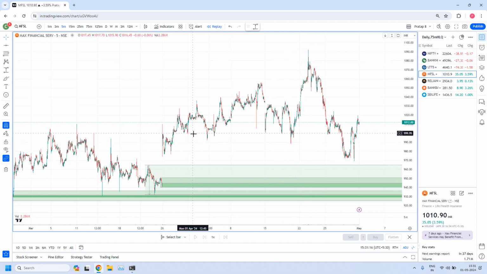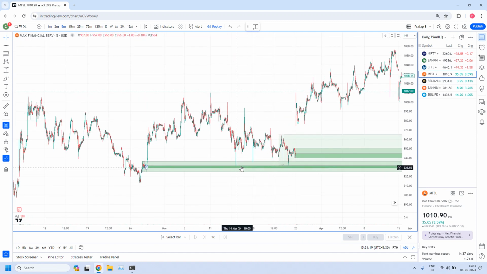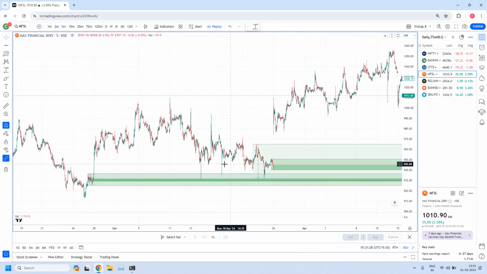But who is the reason behind that? The reason is the traps institutions are creating at lower time frame below the higher time frame zones. This is the daily zone. This is the 75-minute zone. Inside 75, we have fine-tuned 5 minutes area.